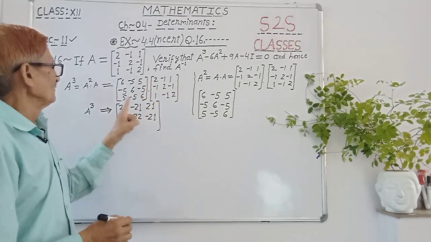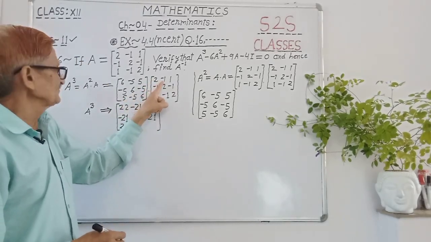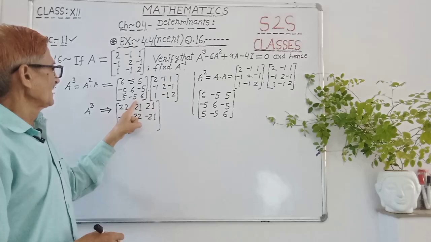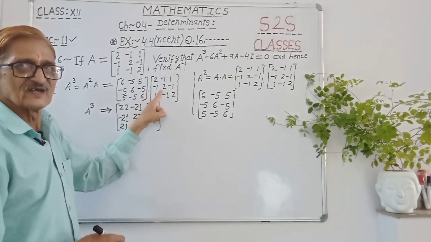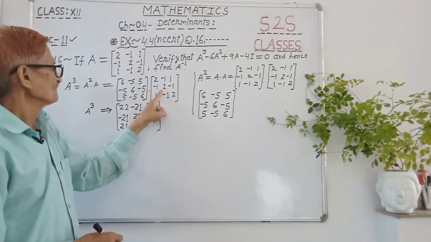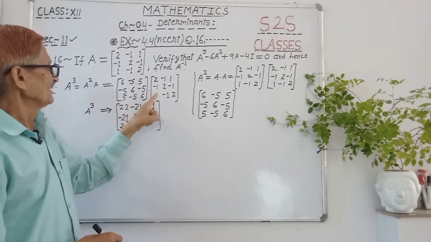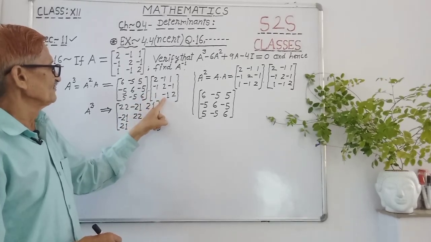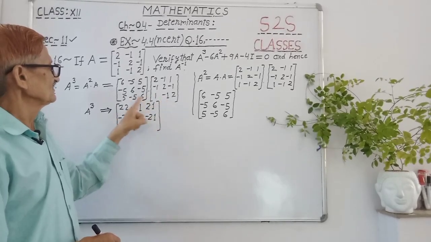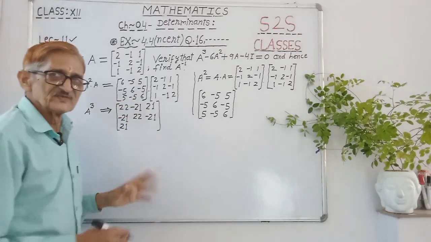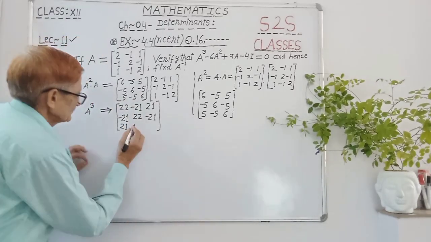Now with second column. 5 1 is 5, minus 5 and minus 10. Minus 10 minus 5, minus 15, minus 15 and minus 6, minus 15 minus 6, minus 21.